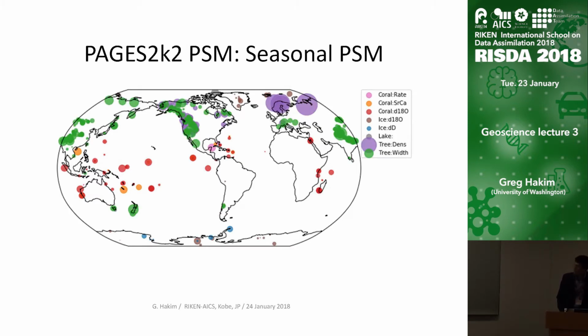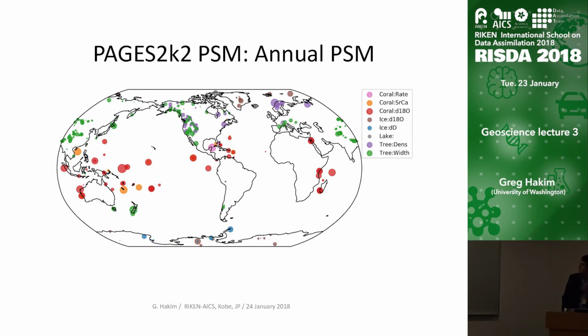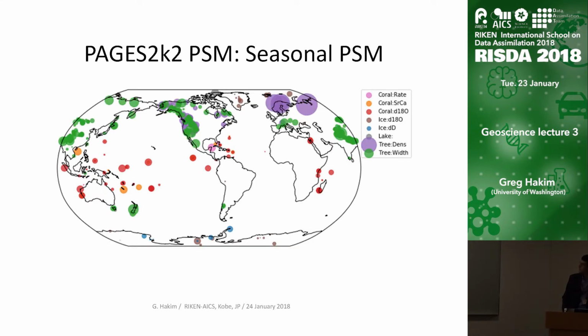And now this is a map for the seasonal. So I'll do the little back and forth routine here. Annual, seasonal, annual, seasonal. Right. Is it not strange that there is nothing over the Amazon? Nothing over the Amazon? Yeah, so there are not many, if any, tree ring records there.